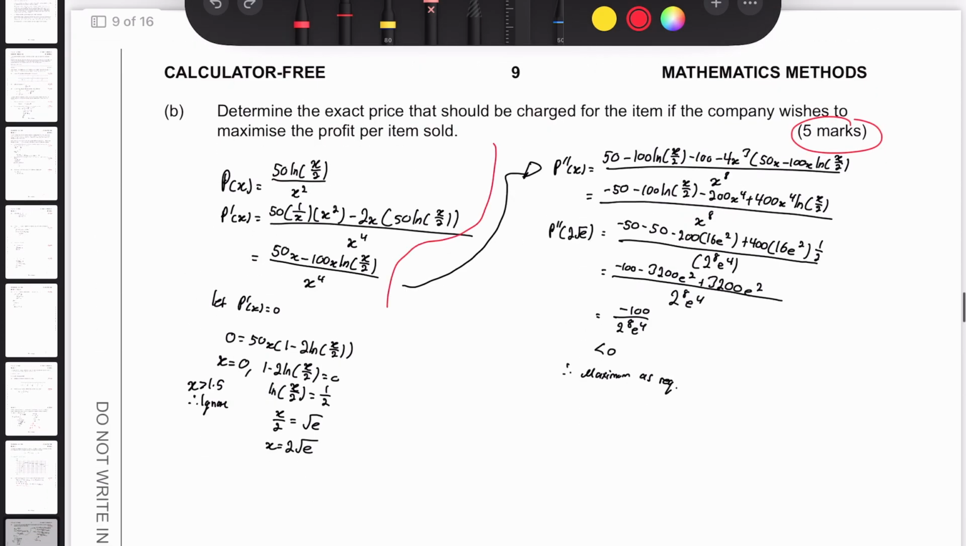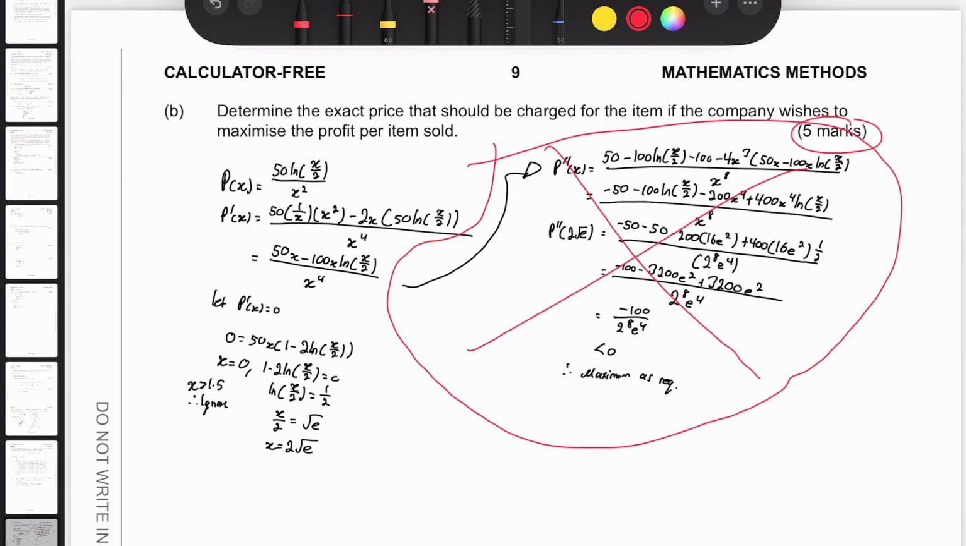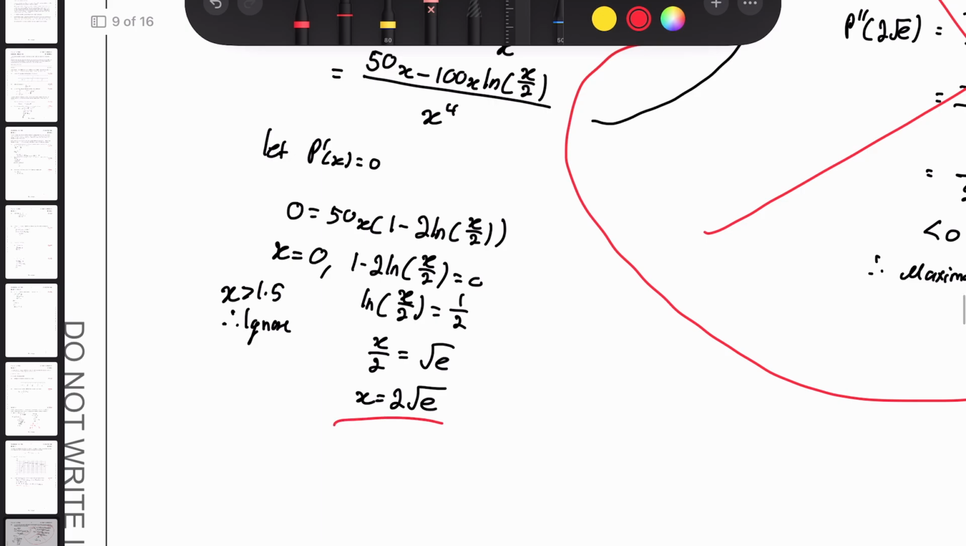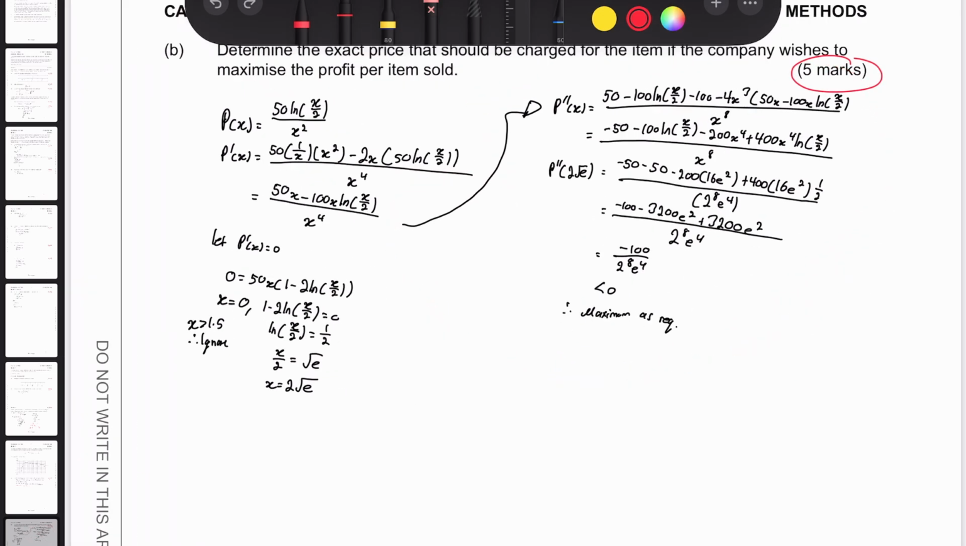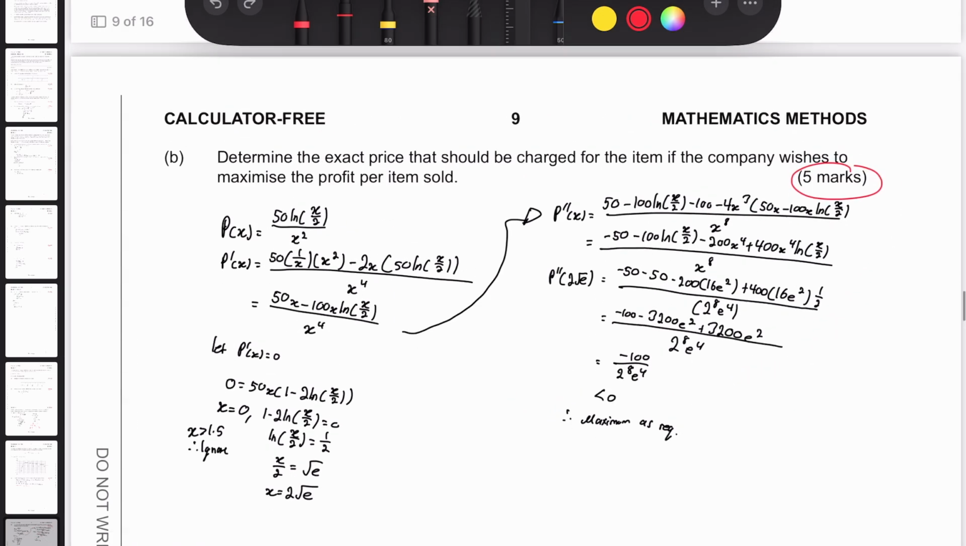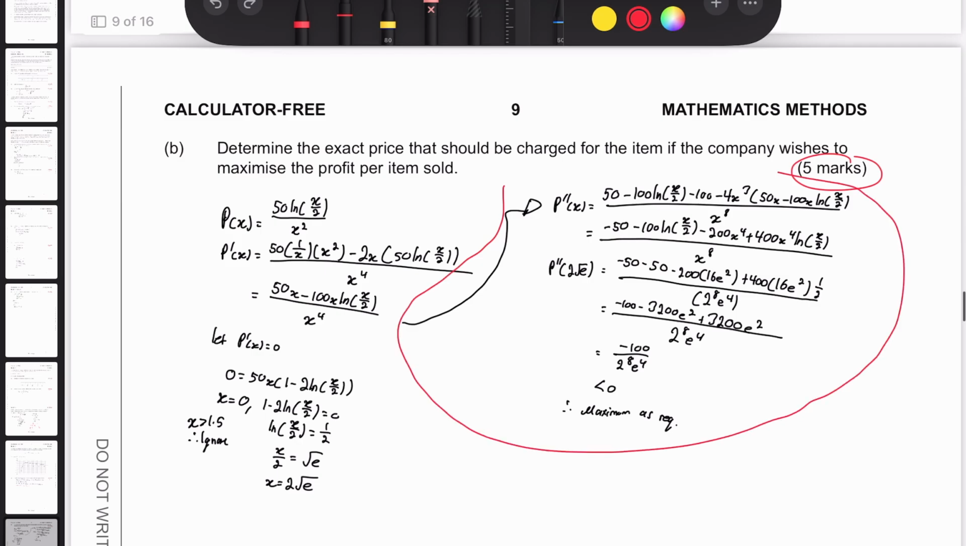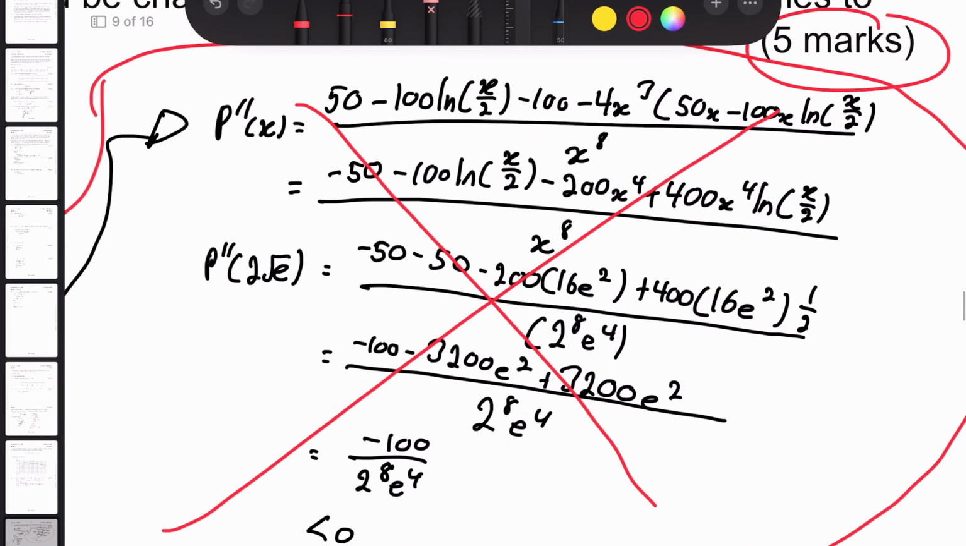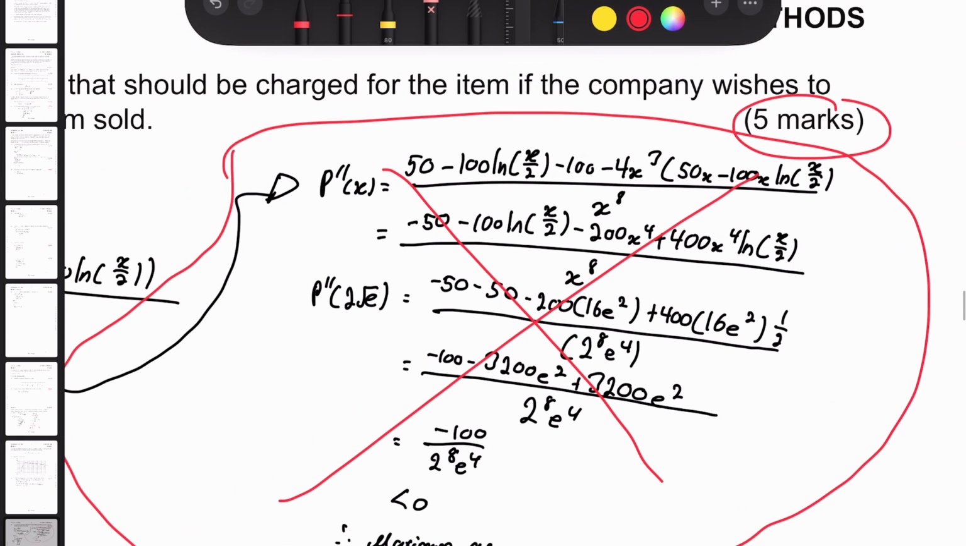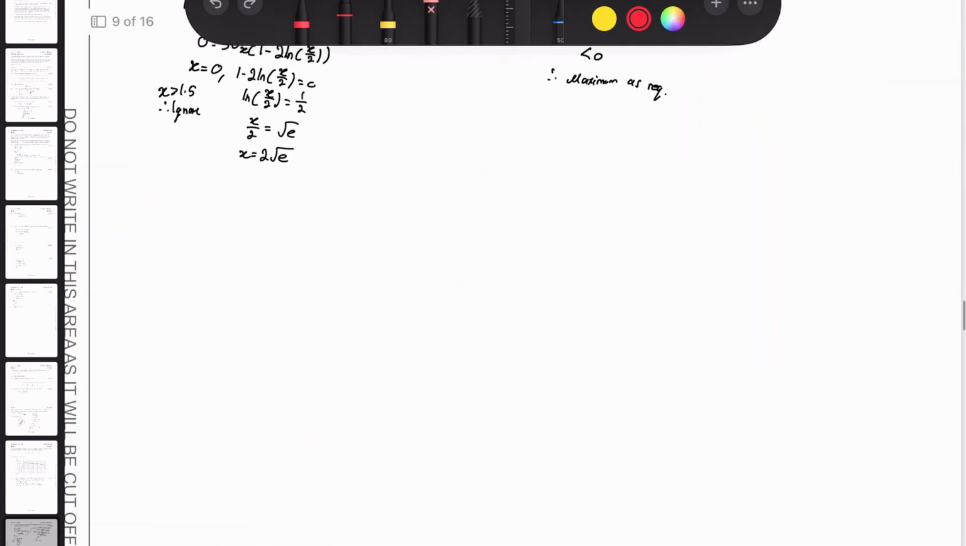For this question, you didn't need all of this. You could have just found the answer 2 square root of e, which I thought was actually quite reasonable. Because for 5 marks, I feel like this could be 4 marks in and of itself. So yeah.